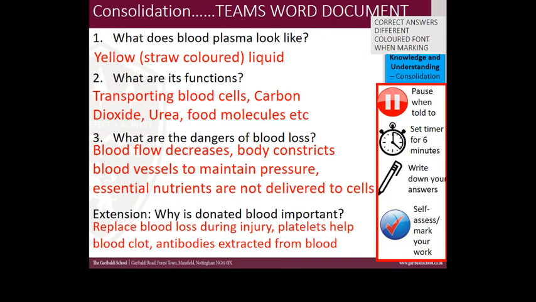So if they get a cut, no matter how small it is, they will keep bleeding and bleeding and bleeding because a blood clot won't be formed. So this is a good way of replacing those platelets. Also, like I said, antibodies extracted from blood.